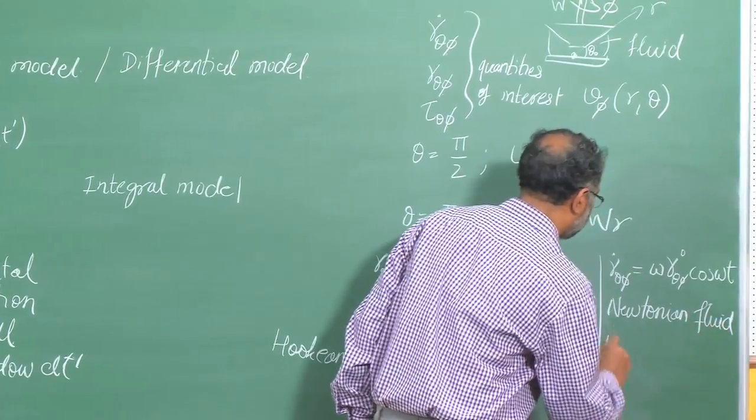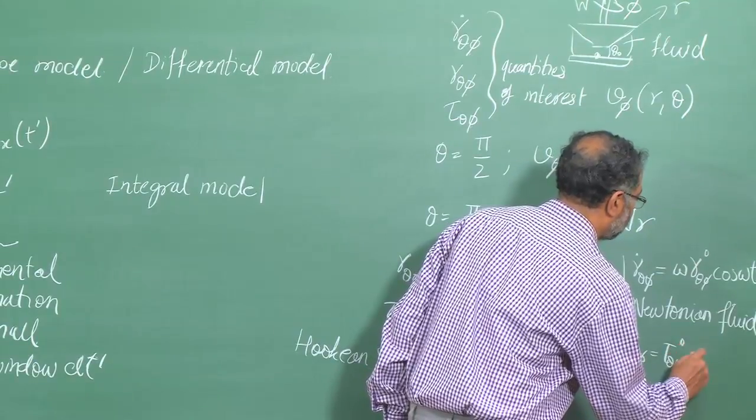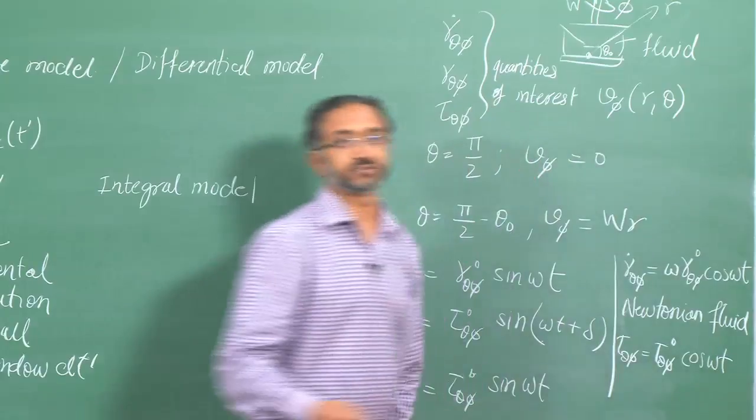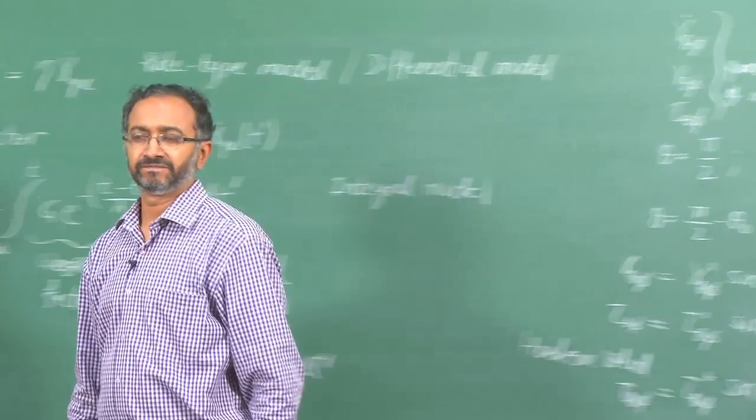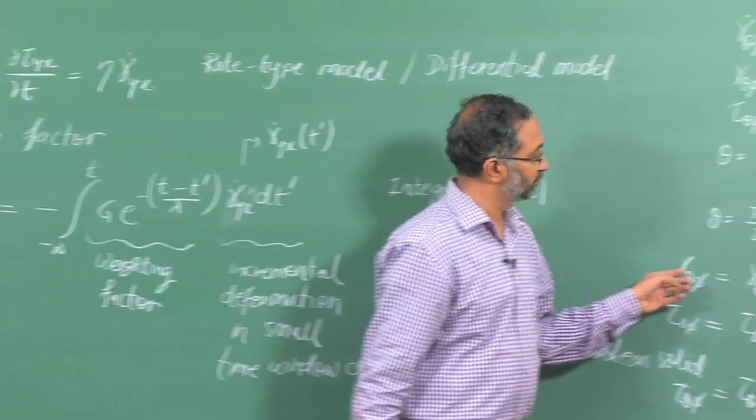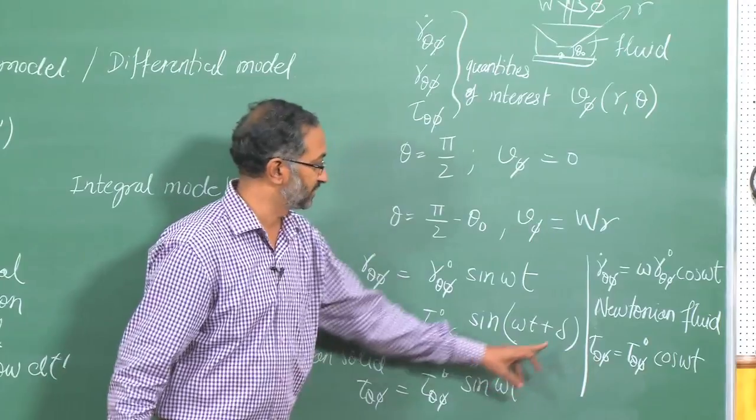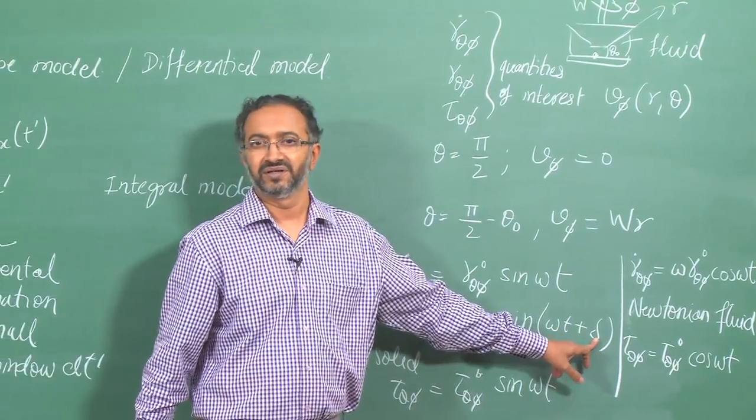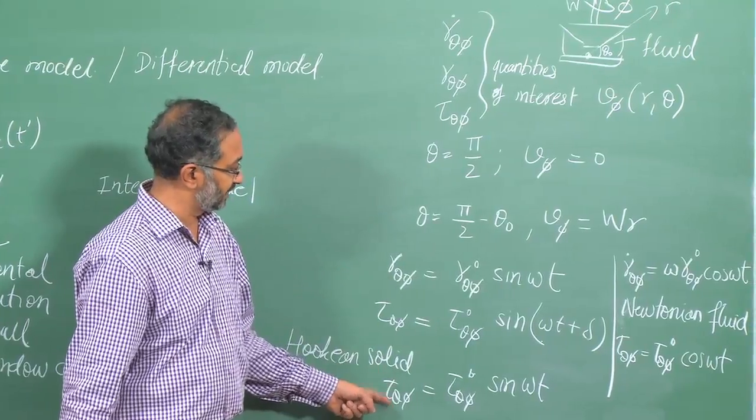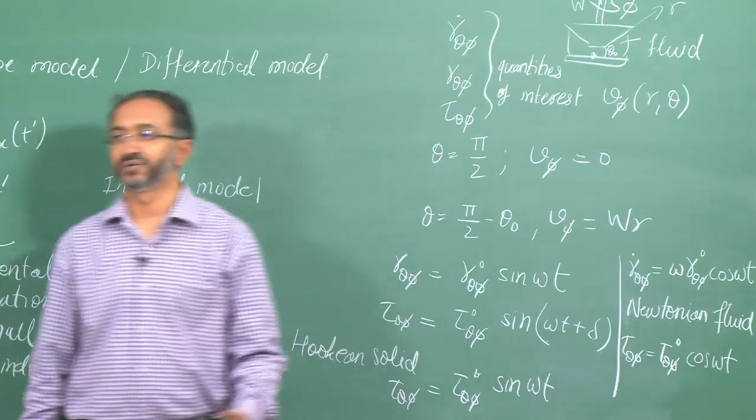we would expect the stress to be some amplitude times cos omega t, because stress is proportional to strain rate. And so, we can see that for a Newtonian fluid, strain and stress are completely out of phase. Therefore, this delta is pi by 2, while for a Hookean solid the stress and strain are in phase, therefore this delta is 0.